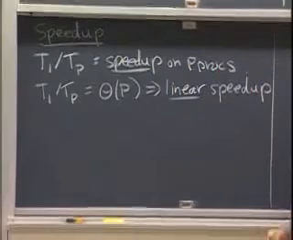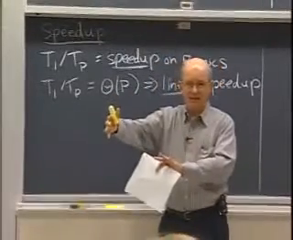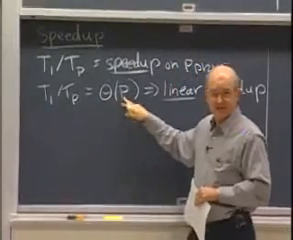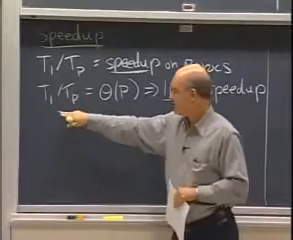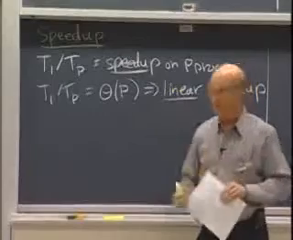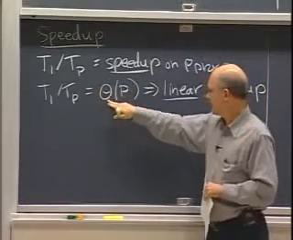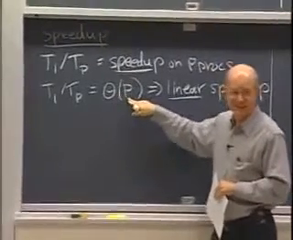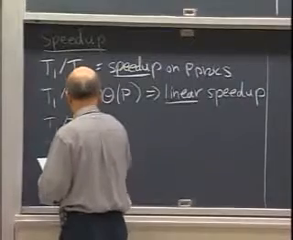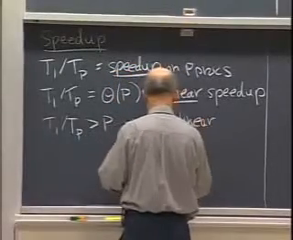In other words, I've thrown P processors at the job, and I'm going to get a speed up that's proportional to P. If that's order P, that means that in some sense my processors each contributed within a constant factor its full measure of support. If this were equal to P, we call that perfect linear speed up. But here, for theoretical purposes, we're giving ourselves a little bit of a constant buffer. If T1 over TP is greater than P, we call that superlinear speed up.